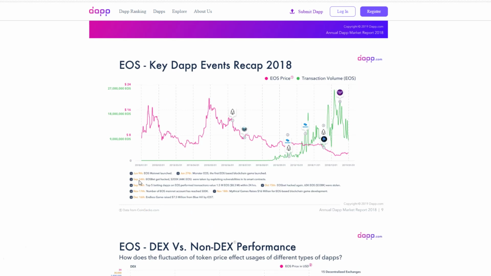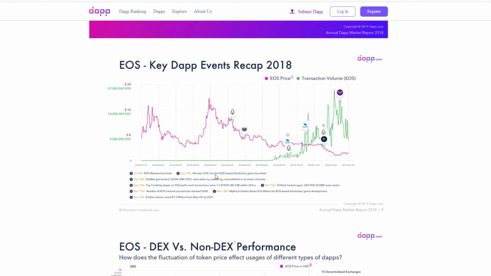On June the 9th, the EOS mainnet was launched. Now this is quite interesting as well, that EOS has managed to build such an ecosystem in such a short amount of time. I must say, I'm quite impressed by that. I'm quite impressed by how many people are actually using EOS. It's obviously fulfilling a use case, it's fulfilling a need, and people are using it and people are building on it. And they've done this in a very short amount of time, so that's quite significant.